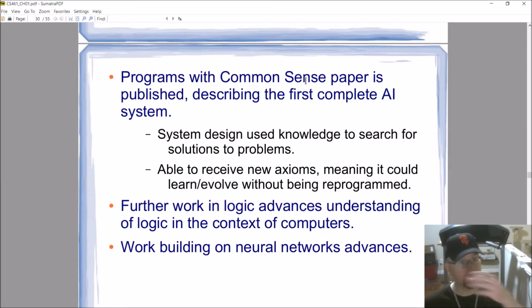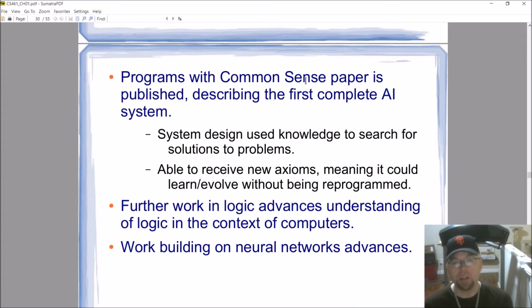So, a paper was published at the time called Programs with Common Sense, and that paper described the very first complete AI system, right? So there's a peer-reviewed paper published that said, okay, this is what it means to be artificially intelligent, okay? And the system that they described was able to use knowledge, and using that knowledge, it was able to search and find solutions for problems. Okay, you could give this system new axioms. Remember what an axiom is? It's just a fundamental fact, basically. And what that meant was it could learn, it could evolve, it could get smarter, it could get better, it could become more intelligent without having a human come in and reprogram the thing, recompile or whatever.